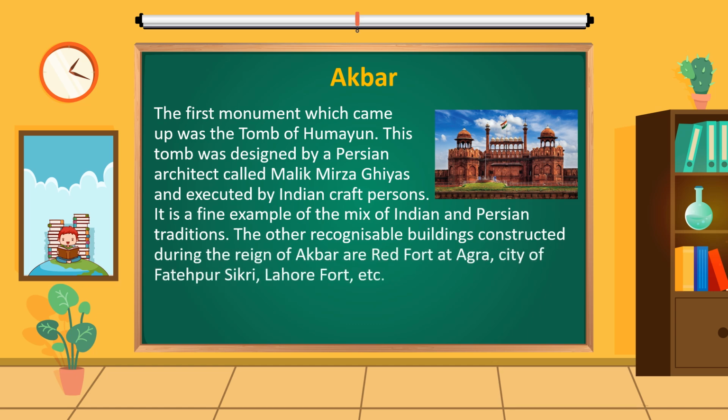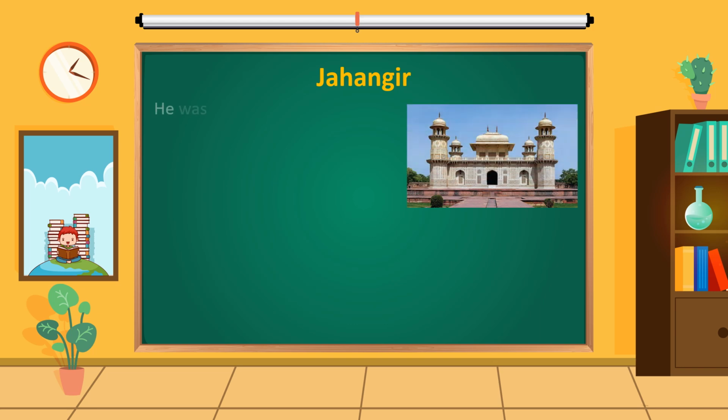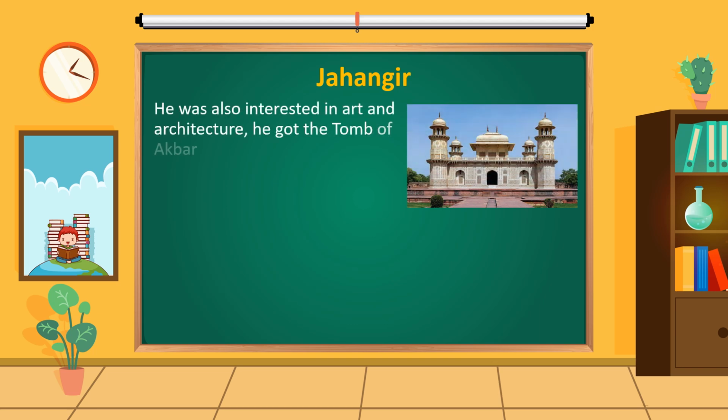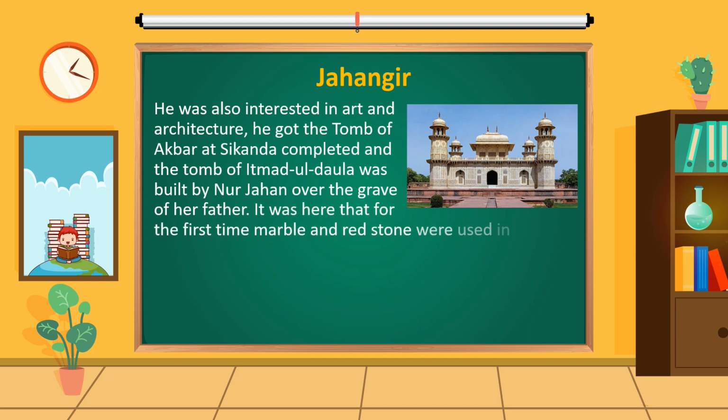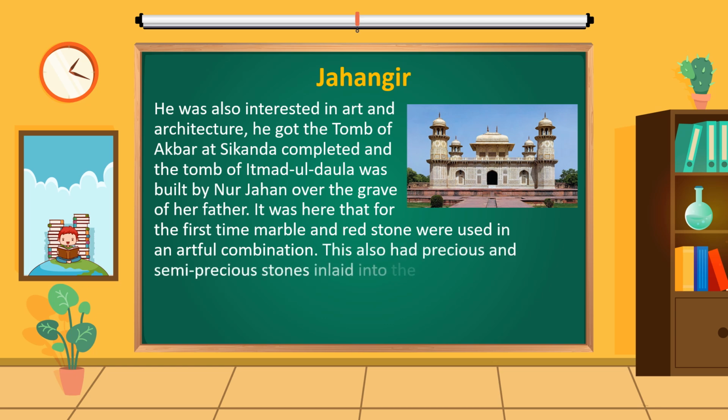Jahangir. He was also interested in art and architecture. He got the tomb of Akbar at Sikandra completed and the tomb of Itimad-ud-Daula was built by Nur Jahan over the grave of her father. It was here that for the first time marble and red stone were used in an artful combination. This also had precious and semi-precious stones inlaid into the walls in a system called Pietra dura.